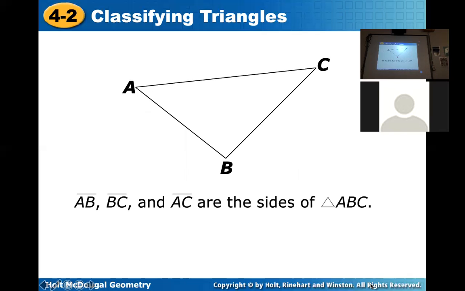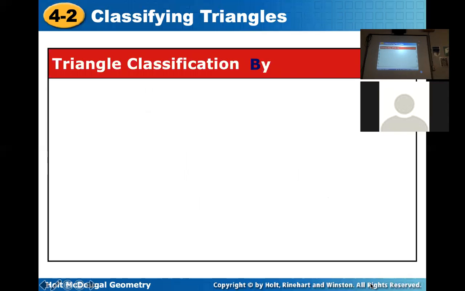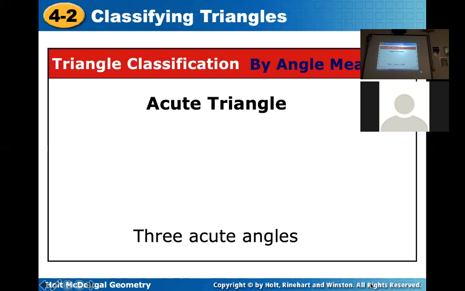This is triangle ABC. AB, BC, and AC are all sides of triangle ABC. ABC are the triangle's vertices, so that's where the two sides meet. Classification by angle measures. Acute triangles have three acute angles. So three angles less than 90 degrees.